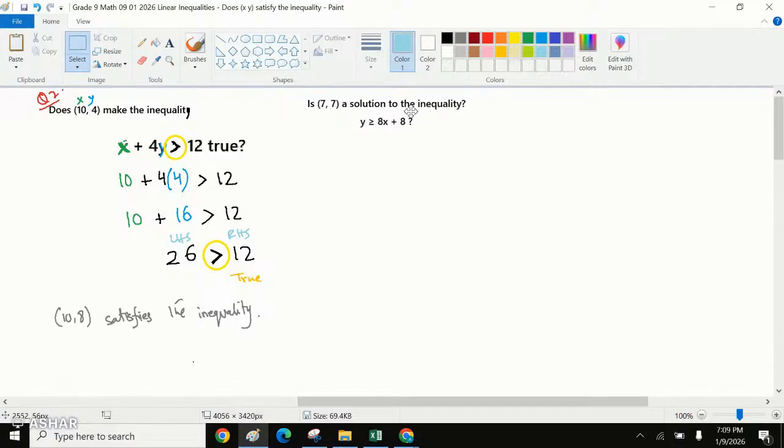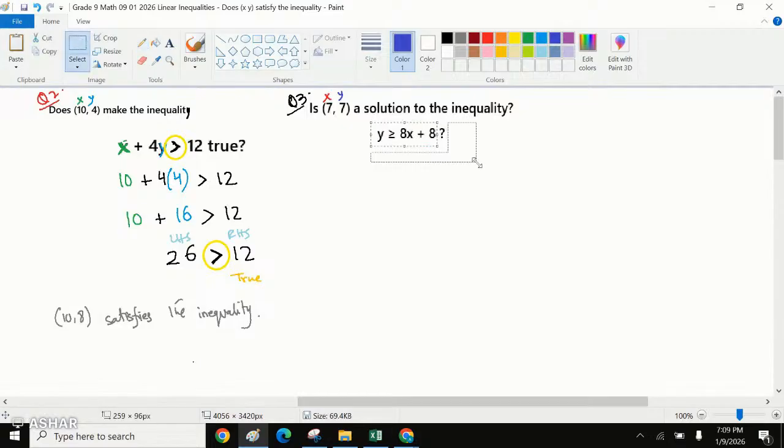In question number 3 it says, is this inequality a solution of this? We have the values of x and y, right? We can say x was 7 and y was 7 as well. For the given inequality, we can substitute these values. So y, replaced by 7, should be greater than or equal to 8 multiplied by x plus 8. And what was the value of x? x was 7, right?